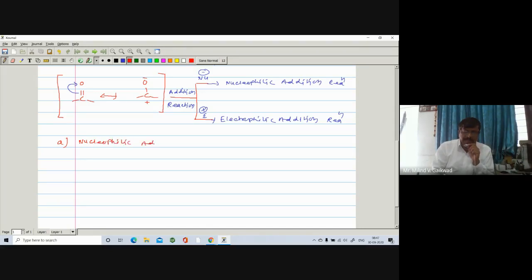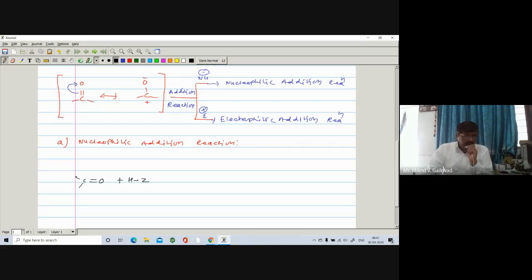Nucleophilic addition reaction. In a nucleophilic addition reaction, take in general, for example, a carbonyl compound, that is C double bond O, with an R here in general. This may be R, this may be H, you can take anything. And the reagent we use is HZ, that is H and Z, an unsymmetrical reagent. We'll see later on what type of Z we can use.